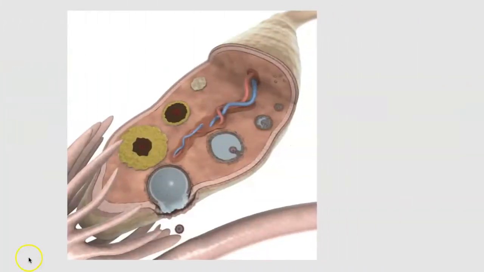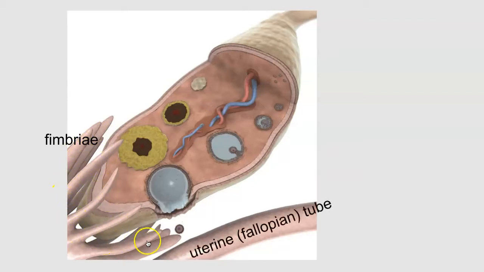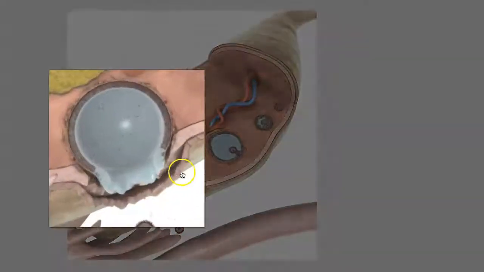Okay, so here is a closer picture of the ovary. These are fimbriae of the fallopian tube, just to get some context here. This is the ovarian ligament anchoring the ovary to the uterus. This structure is the ovary, and you can tell where this follicle is rupturing best.